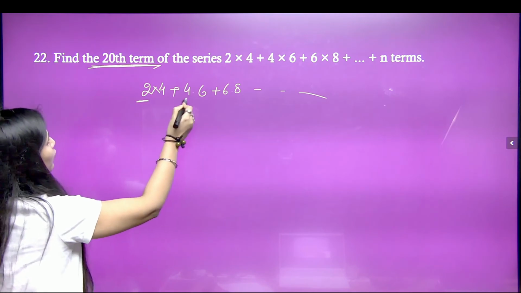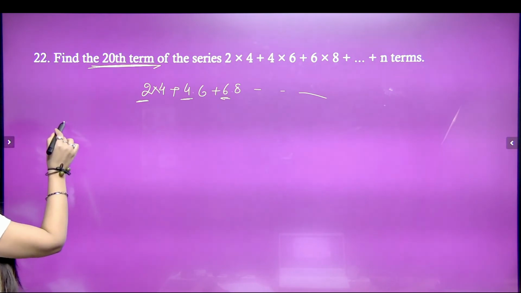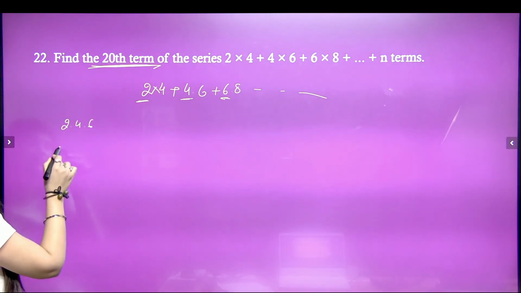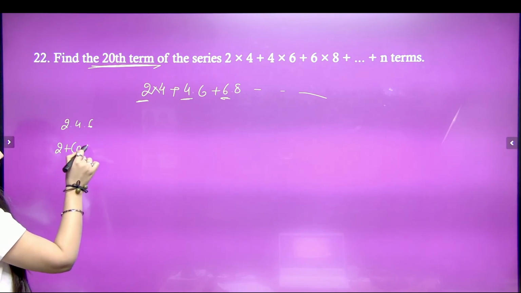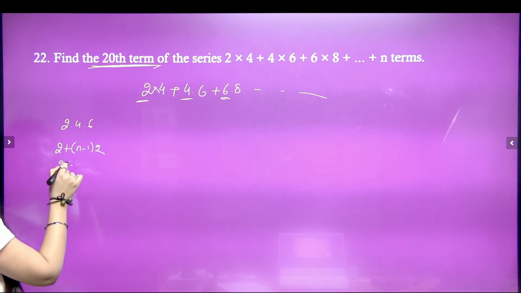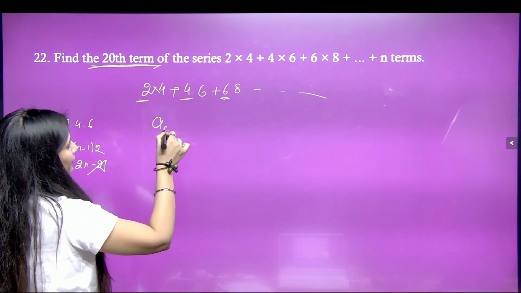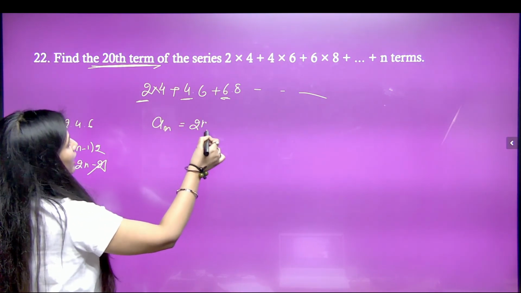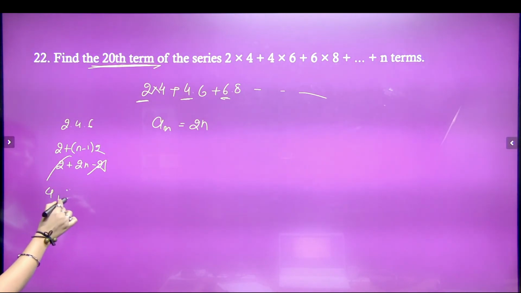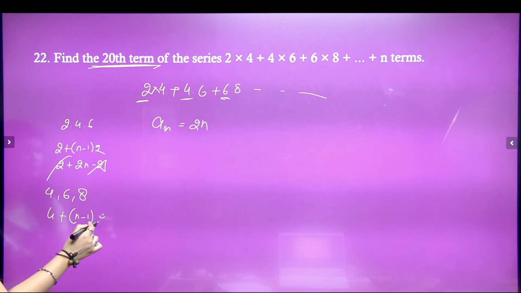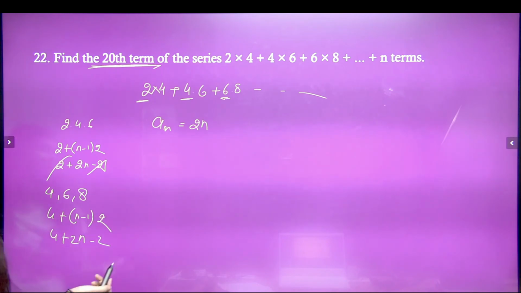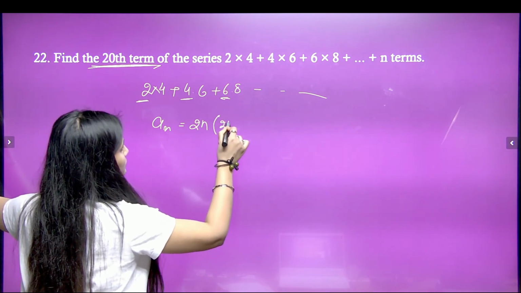Now we have 2, 4, 6. So what we have, 2, 4, 6 is a plus n minus 1 d. So it is 2 plus 2n minus 2. So we have 2n. The nth term is 2n. And what for 4, 6, 8? Second group, 4, 6, 8 is 4 plus n minus 1 d, d is 2 here. So 4 plus 2n minus 2. So I have 2n plus 2.